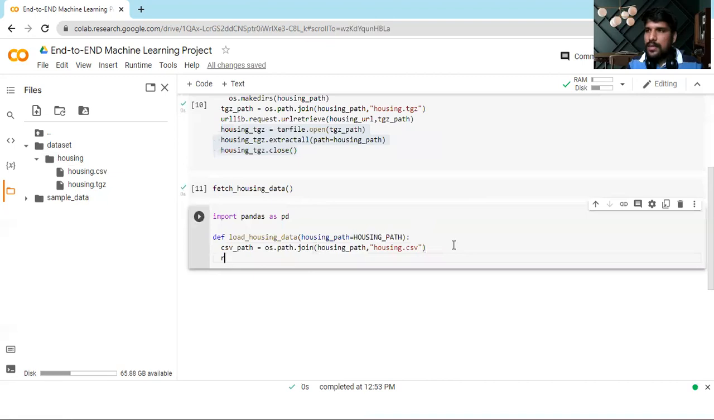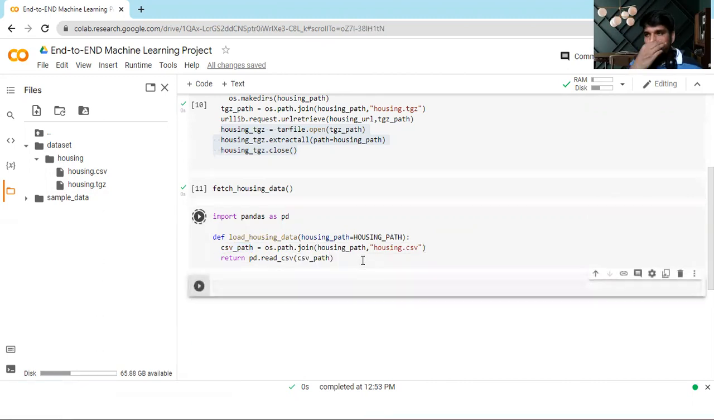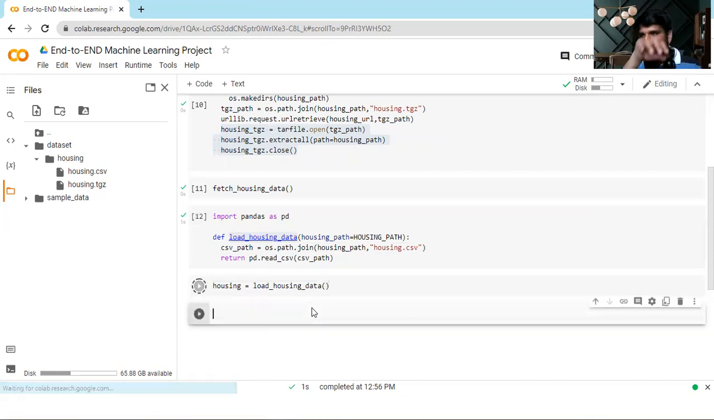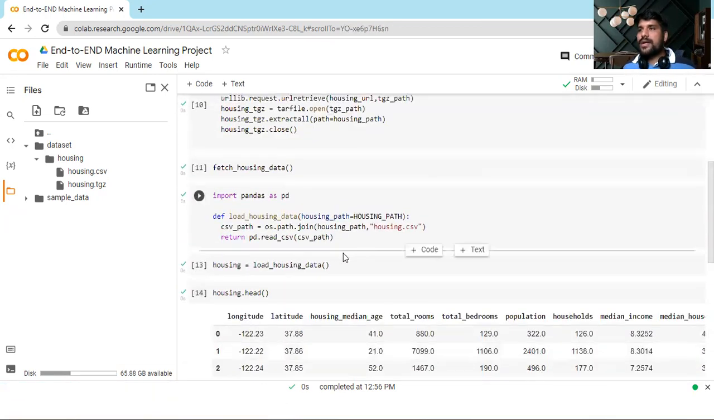Okay, and then return pd.read_csv, read_csv of csv_path. Okay, let's execute. Now let's mention a name, housing equal to, because it will return that CSV file, and I'll call this function. Okay, it's executed. Let's read the file. Yeah, so now data is extracted.